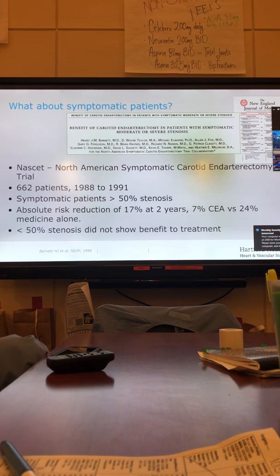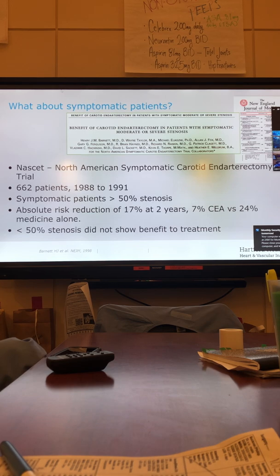When we repeat these studies, they found that you really want to treat a symptomatic patient within 14 days. Because after 14 days, they have a substantial risk of having another neurologic event. And once they've had another neurologic event, another TIA or another stroke, you may not be able to offer the benefit by intervening on the carotid.